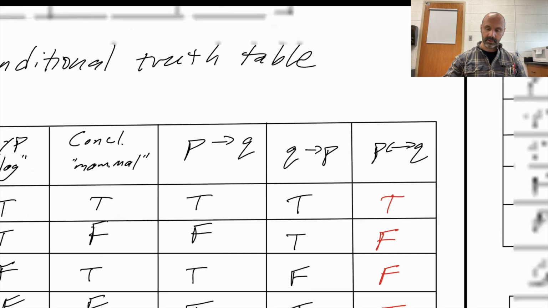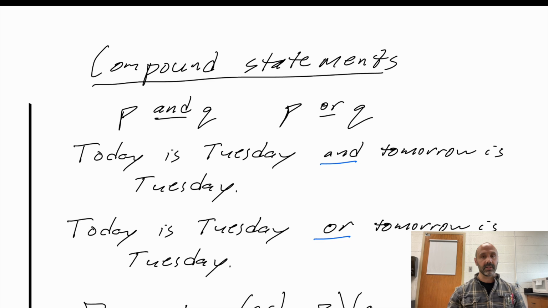Speaking of different types of statements, we're going to introduce compound statements. Compound statements are where there's an "and" or an "or," for example, P and Q, P or Q. An example would be today is Tuesday and tomorrow is Tuesday. You know, that can't be true. Or today is Tuesday or tomorrow is Tuesday. If you think about it, this one can't be true. They can't both be true at the same time.